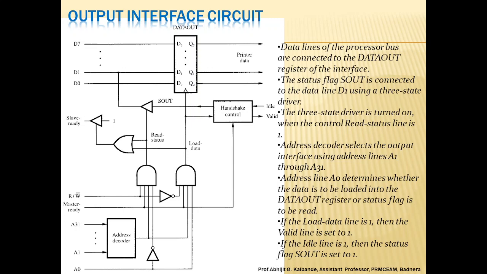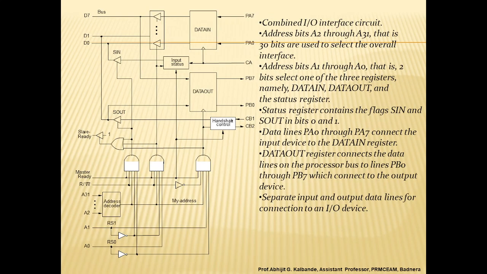Here the address line A0 determines whether the data is to be loaded into the data out register, or the status flag is to be read. If the load data line is 1, then the valid line is set to 1. And if the idle line is set to 1, then the status flag SOUT is set to 1. This is the combined I/O interface circuit that will be in front of you.